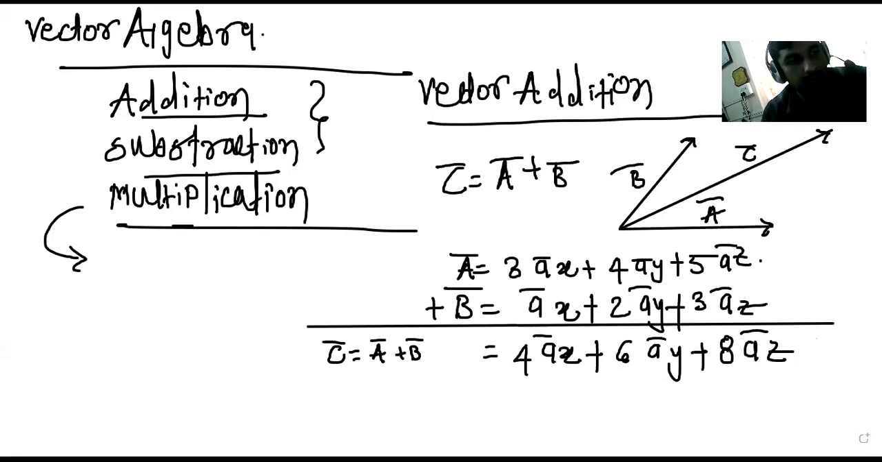You simply have to add the coefficients with respective coefficient. You cannot add X coefficient with Y coefficient or with the Z. You have to add X coefficient of both the vectors. Yes. Someone want to say something?